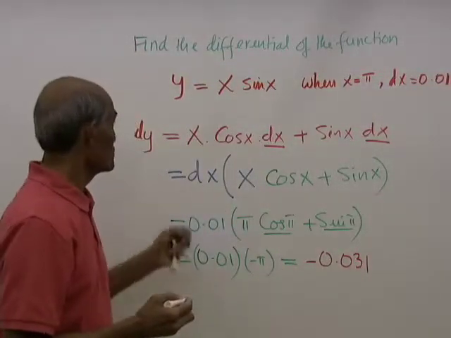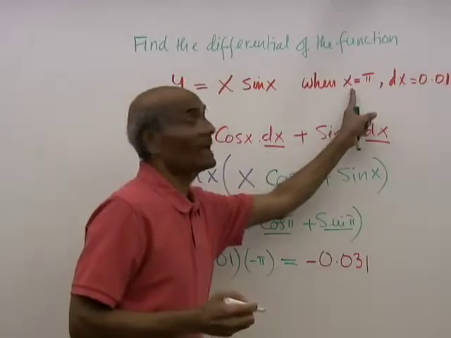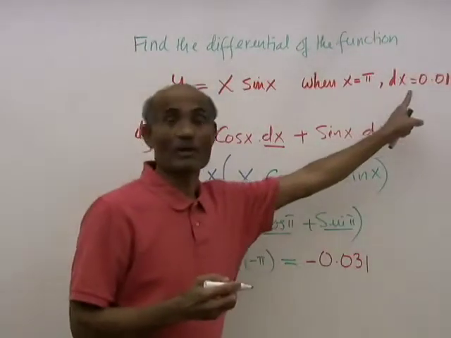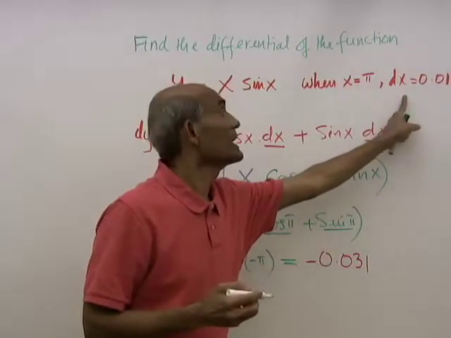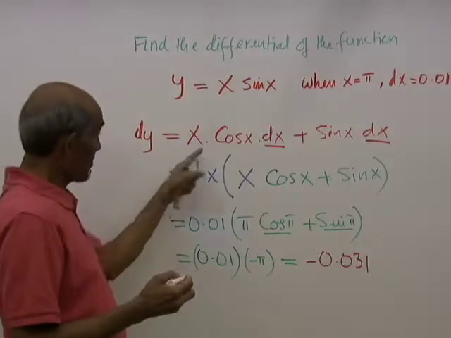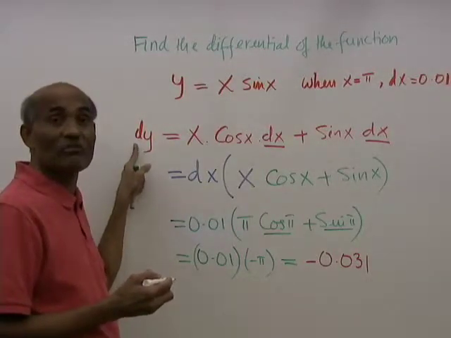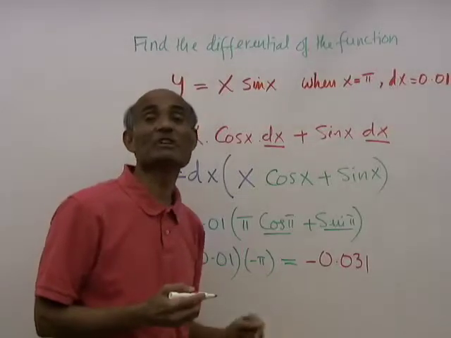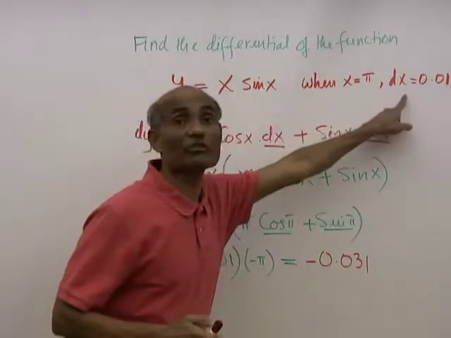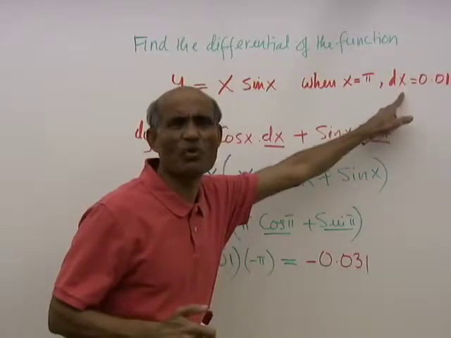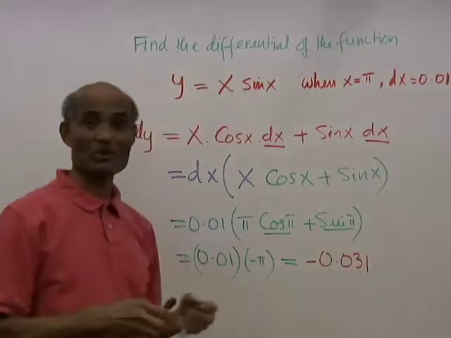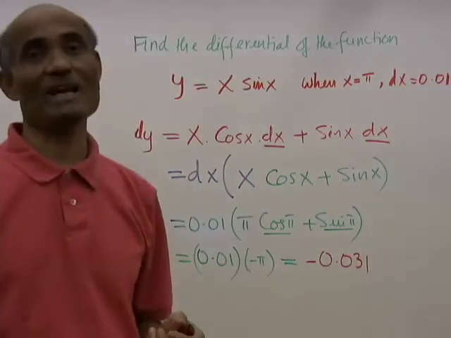Well, that should be negative 0.031. So, when x equal to pi and dx equal to 0.01, when there is an error in measuring x of 0.01, the propagated error in measuring that function is negative 0.031. What that means is, when x increases by this very small quantity, the function will actually decrease by this quantity. That is the meaning of that.